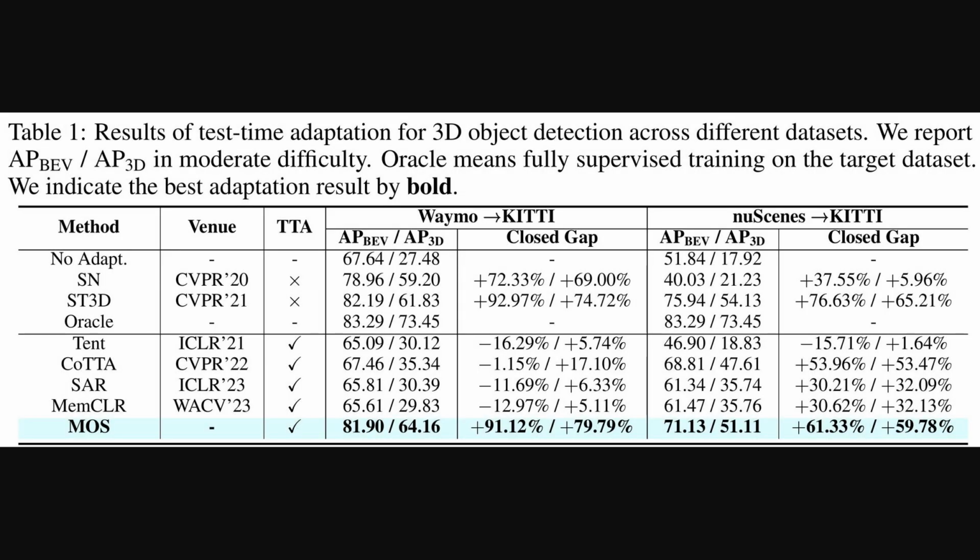Alright, so now we get to the hard numbers. This table presents the results for test time adaptation in 3D object detection across different datasets. It uses metrics like average precision from a bird's eye view, or AP_BEV, which measures accuracy from a top-down perspective, and that average precision for 3D object detection we talked about. For the Waymo to KITTI shift, Model Synergy, or MOS, really shines, achieving 64.16% on average precision for 3D object detection. This performance closes nearly 80% of the gap to the Oracle. That's the ideal score if the model was trained directly on the new data.